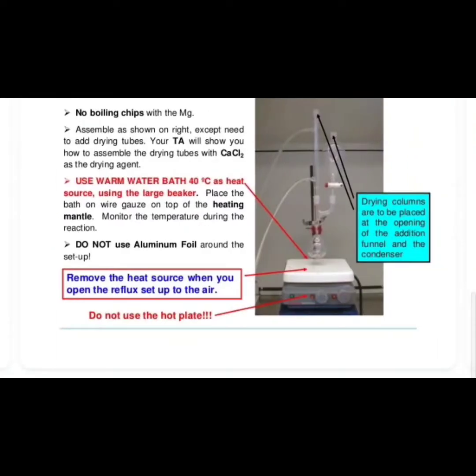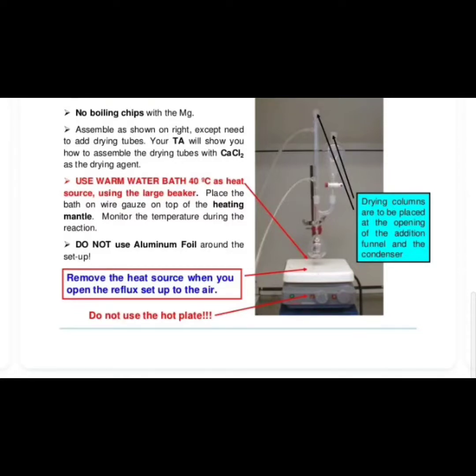Okay, so this is the equipment setup. It looks like that. No boiling chips with magnesium. You will never use the boiling chips. Assemble as shown on the right, except you need to add dry tubes. Your TA will show you how to assemble the drying tubes with CaCl2 as the drying agent.